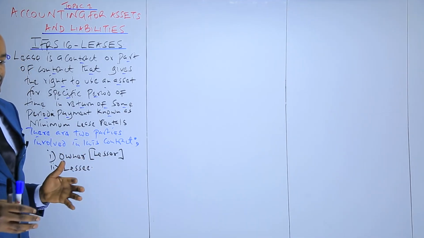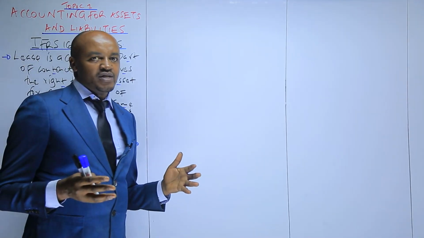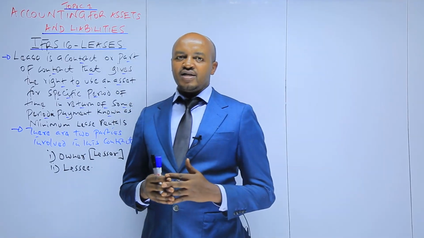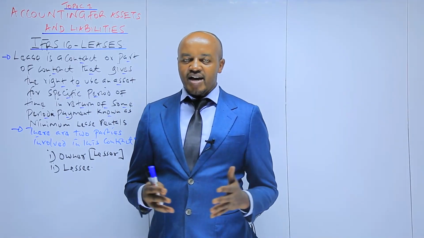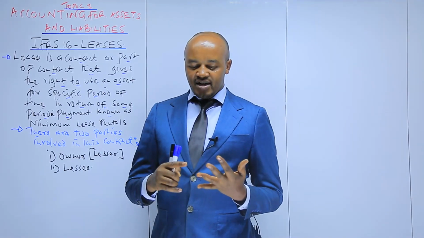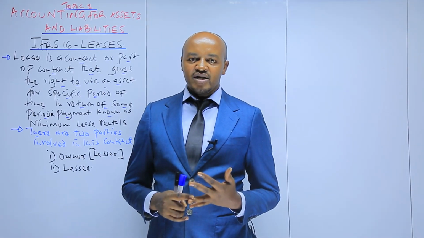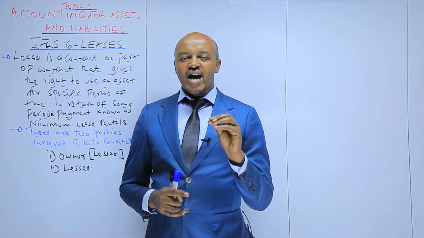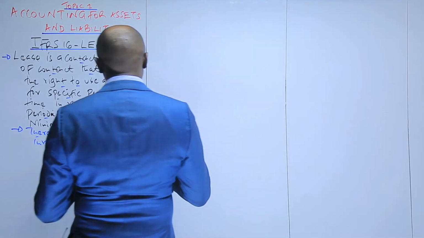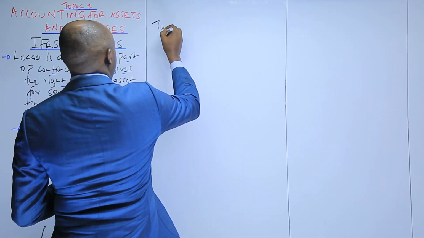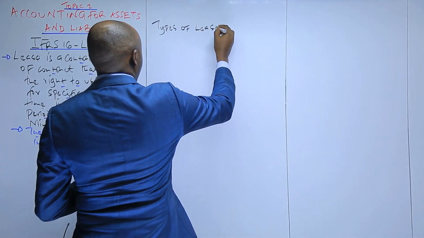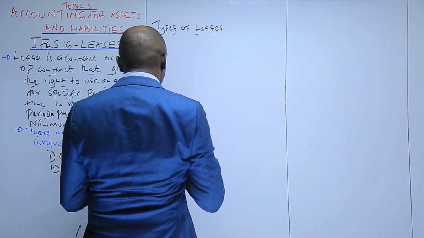Now, in this particular case, we have various ways in which leases are classified in accordance with this particular standard, that is IFRS 16. Number 1, we have something called a finance lease. Number 2, we have something called an operating lease, and then we have something called a short-term lease. So we can look at the types of leases, or the various ways in which leases are classified.